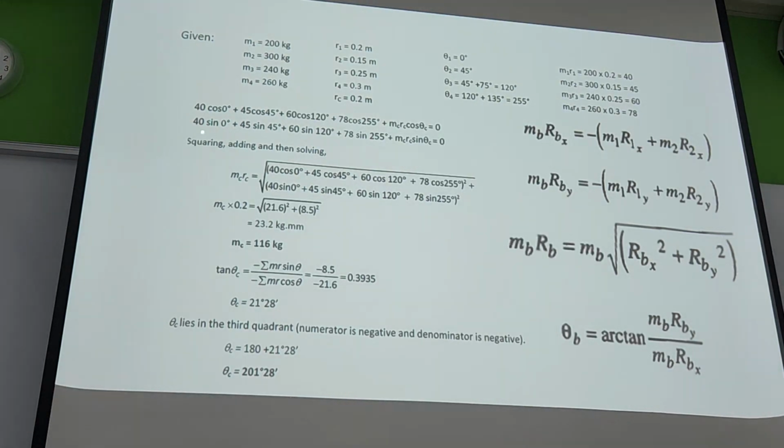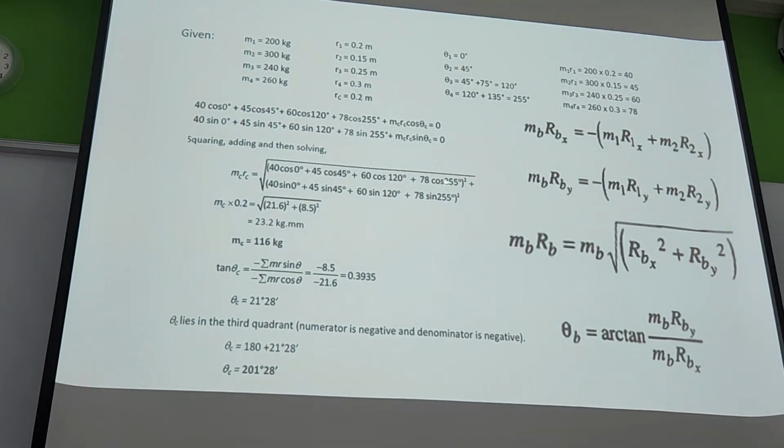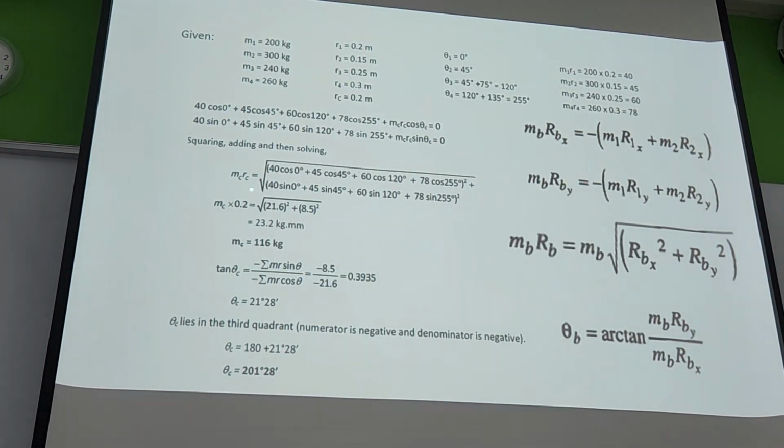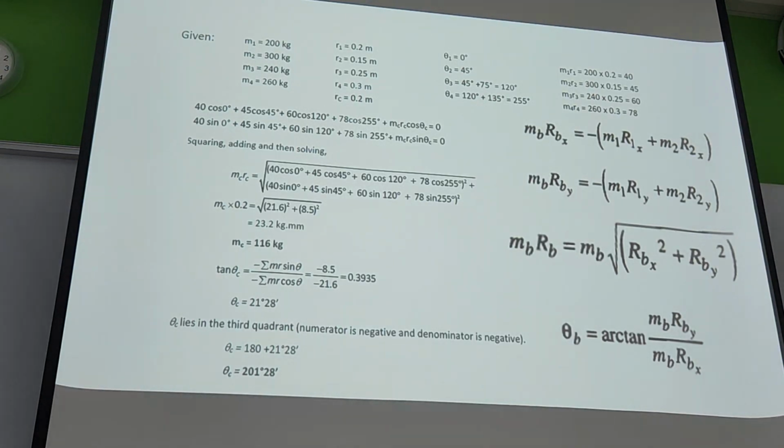Okay. Now from these two equations, you can solve for mcrc. So mcrc is simply mb into rbx square plus rby square. Then you can write down the whole thing, and rc we know. So from this you can find out the counterbalancing mass required is 116 kg for balancing the system.